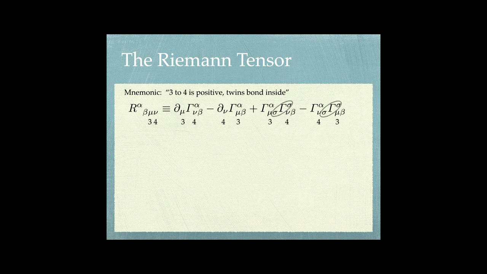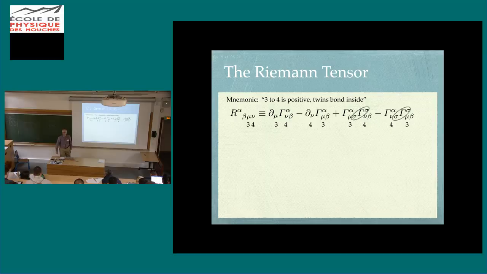So, say you're on a desert island and you need the Riemann tensor, you can remember it. Look at the third and fourth index. So this is the third and fourth index. In the positive term involving the derivative of the Christoffel symbol, 3 and 4 occur in that order. Here they're reversed. That's the negative term. Okay? So the mnemonic is 3 to 4 is positive.